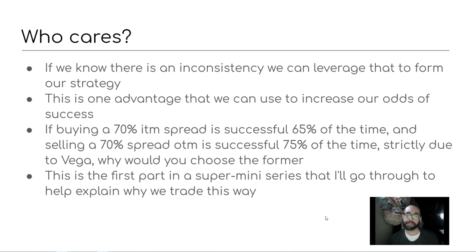So just a real quick example here. If you buy a 70% in the money spread, in reality, if you trade hundreds of those, the data shows that you might get a 65% success rate. So you're actually going to get less because you bought it. And part of that is because of the volatility. Now, conversely, if we sell a spread 70% out of the money, it's going to be successful 75% of the time.